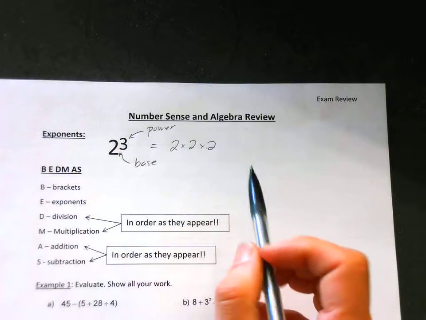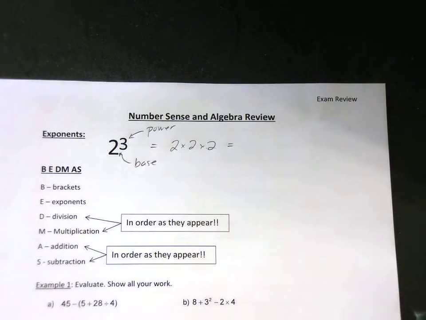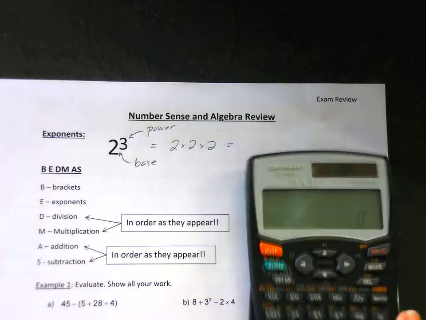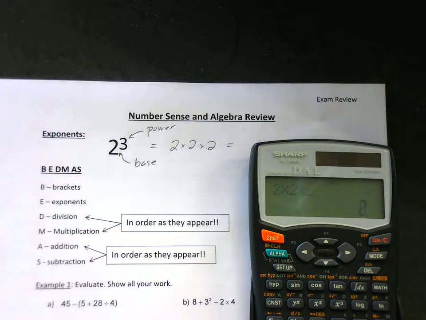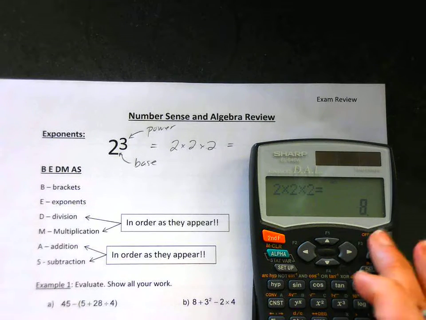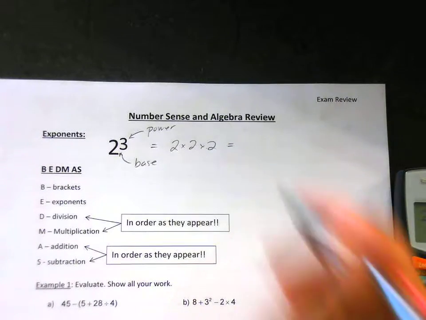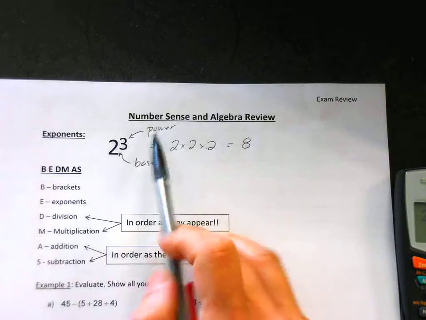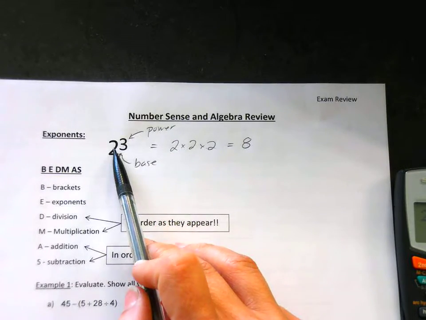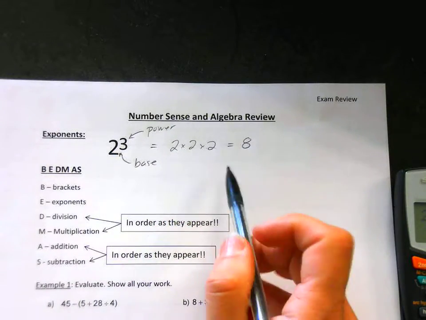There are 3 twos. So if you do that on your calculator, you can say 2 times 2 times 2 equals 8. Or there's a power button, and you can use it: 2 to the power of 3 equals 8. Either way, it doesn't matter which one you use. This smaller number tells you how many times to repeat the base.